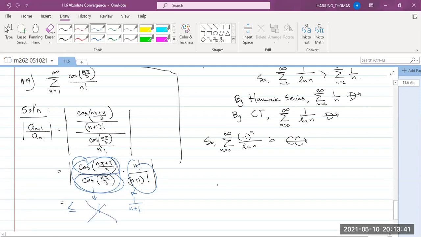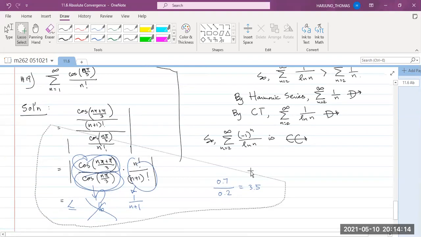For example, if the top one is 0.7, which is less than 1, and the bottom one is 0.2, which is also less than 1, you see the ratio is 3.5, which is more than 1. So I cannot argue this way. We don't know what this is. So I cannot use the ratio test.